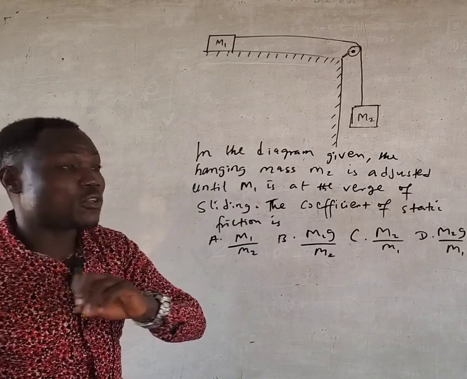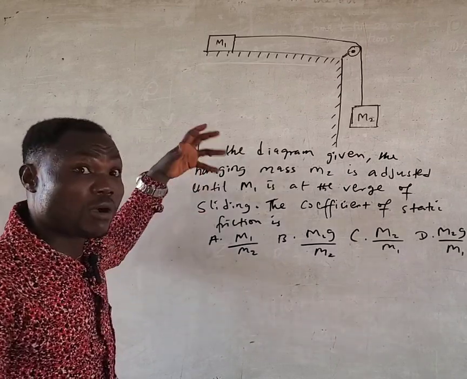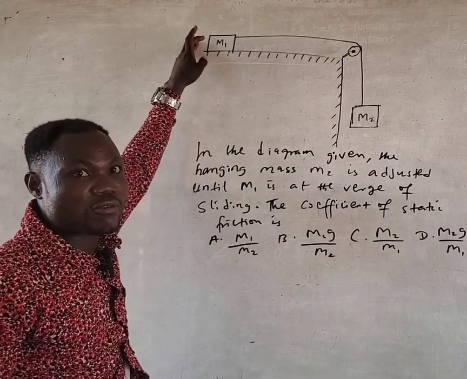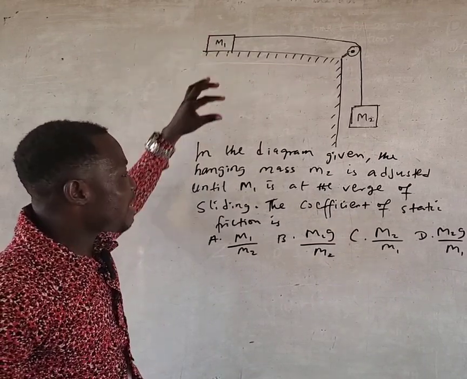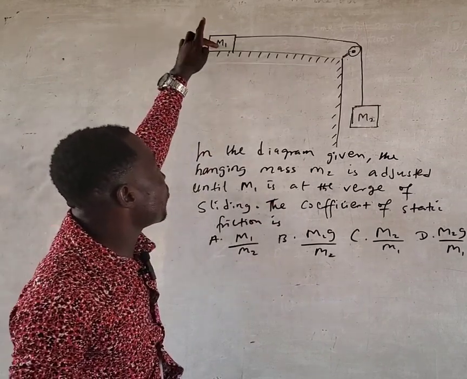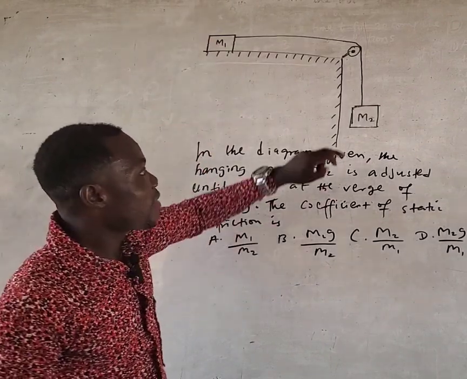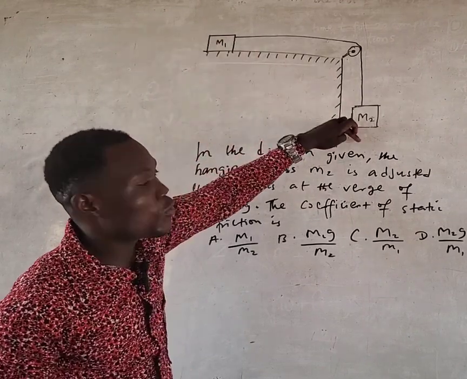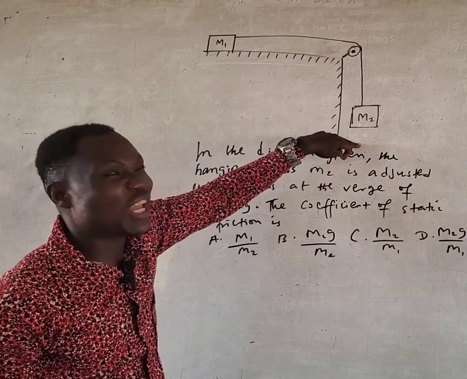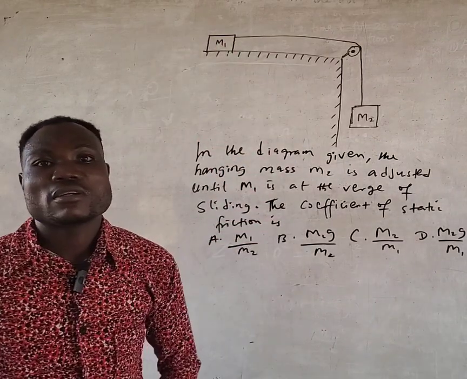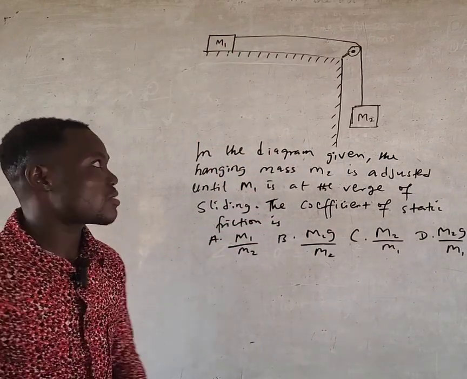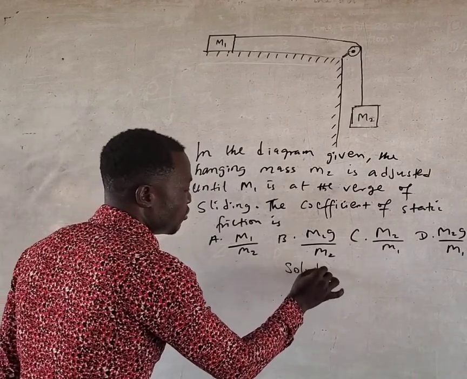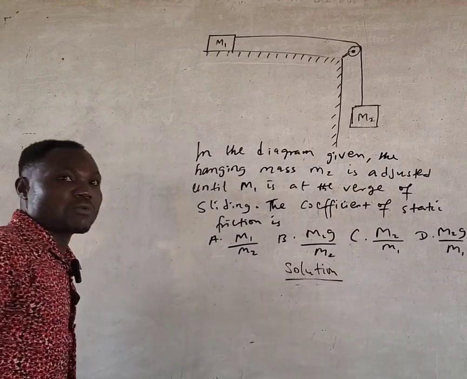Remember, static friction is the maximum force that must be overcome before a body can just start to move over another. So at that point where this M1 is at the verge of moving, the force acting on it is equal to the weight of M2, which is actually equal to the frictional force. All right, so with that, we have to look at the question and find a way around it.